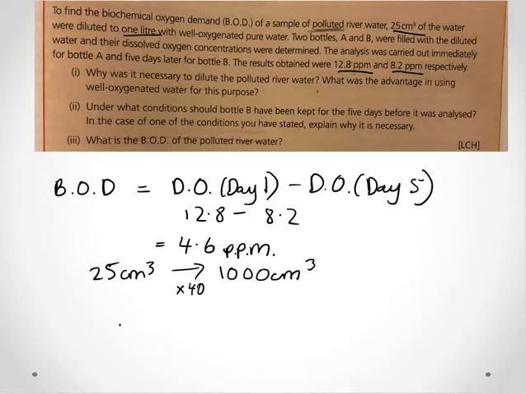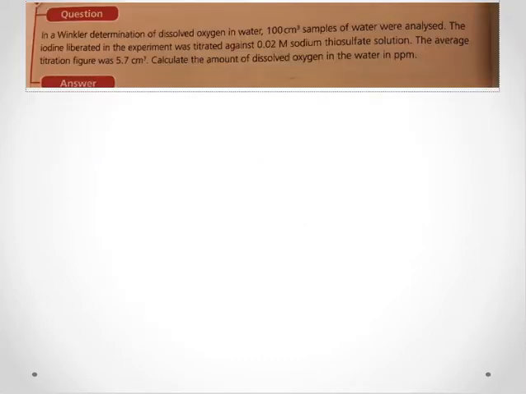And what do we always do with our dilution factor? We multiply. So our 4.6 parts per million needs to be multiplied by 40, and that will give you 184 parts per million as your biological oxygen demand. Okay, so that's your first example. As I said, the first one is easy enough. Let's just move on to an example now of how you would work this out based on titration results.